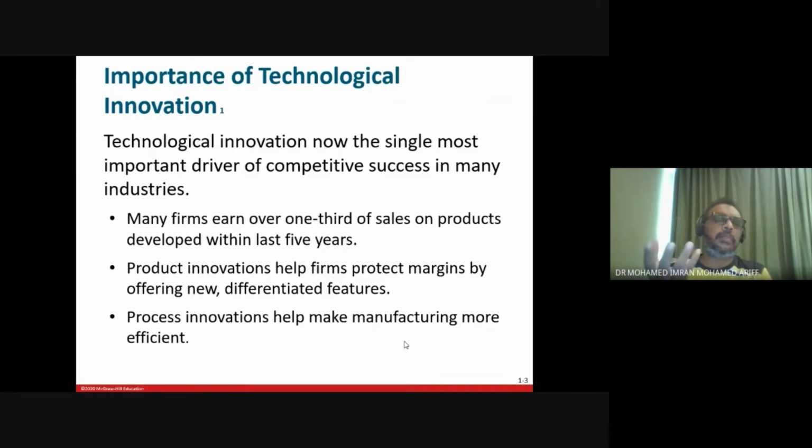A company can come up with a new product. Let's say they are delivering mineral water. Tomorrow they come up with a smaller ml of mineral water. Itu pun satu jenis innovation.